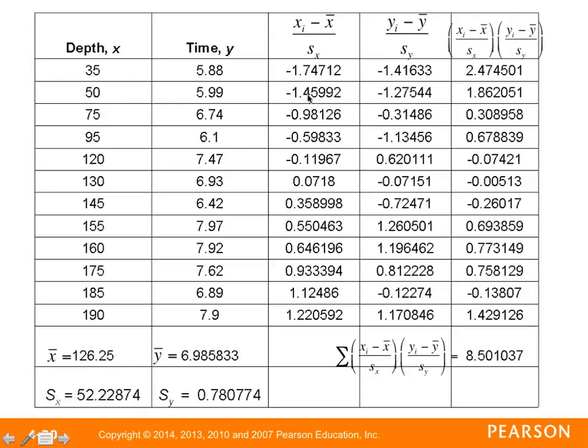Now, again, if you are doing this by hand in your calculator, you will want to put parentheses around your numerator. And then we're going to do the same thing going across. Through this row, we're going to do the same thing for our y's. So we're going to do our 5.88. We're going to subtract our y bar of 6.985833.